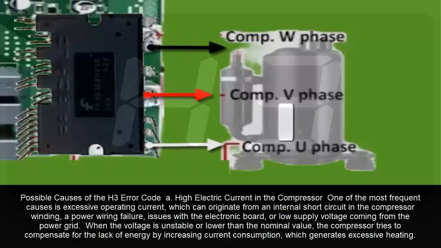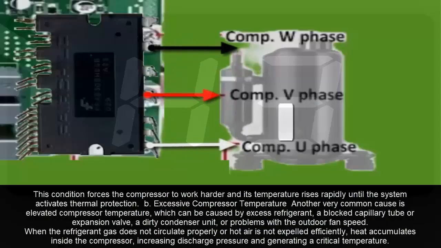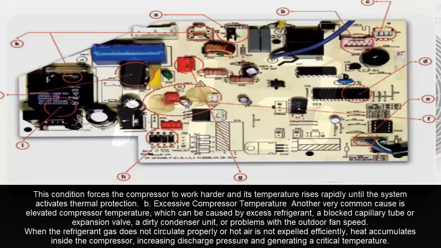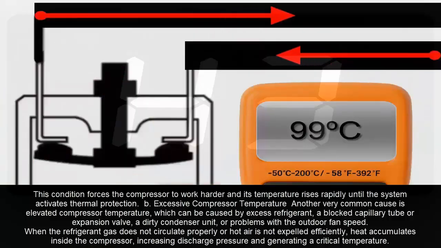When the voltage is unstable or lower than the nominal value, the compressor tries to compensate for the lack of energy by increasing current consumption, which generates excessive heating. This condition forces the compressor to work harder and its temperature rises rapidly until the system activates thermal protection.